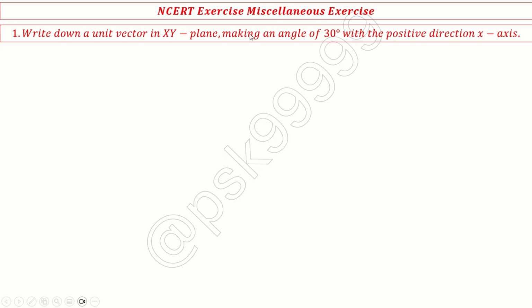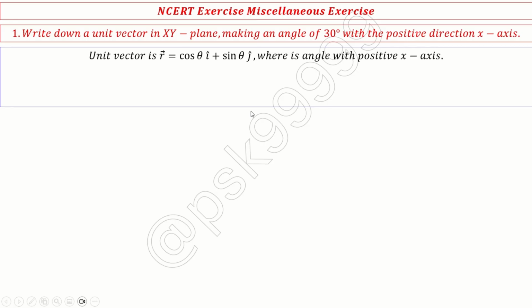Okay, these are the miscellaneous exercise part. After the main exercises, they give miscellaneous exercise. Let's do this. Write down a unit vector in XY plane making an angle of 30 degrees with the positive direction of x-axis. Okay, you have to write a unit vector in XY plane making an angle of 30 degrees with the positive x-axis, which means if it is making 30 degrees with the positive x-axis, it is making 60 degrees with the y-axis also, correct? So remember that. This is very simple.